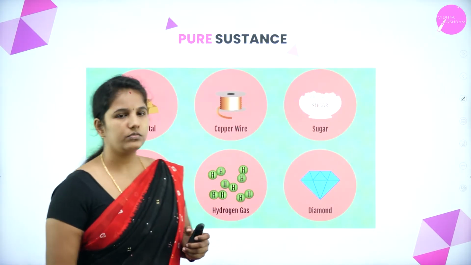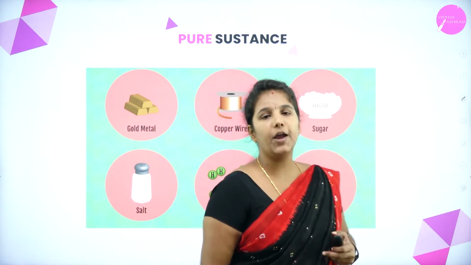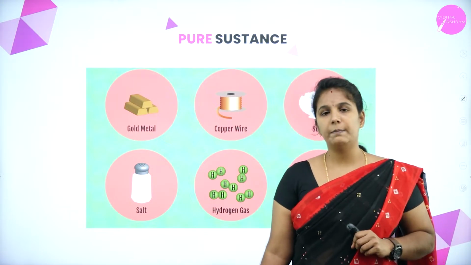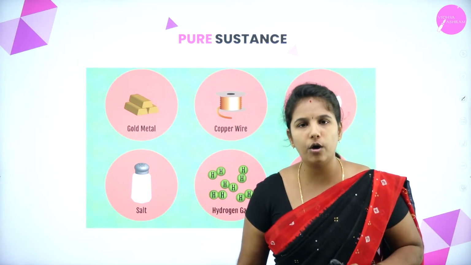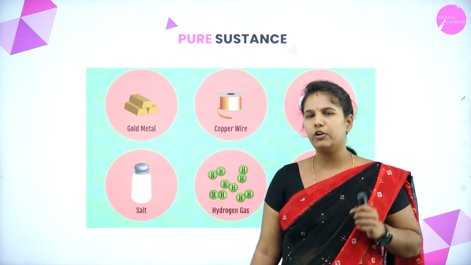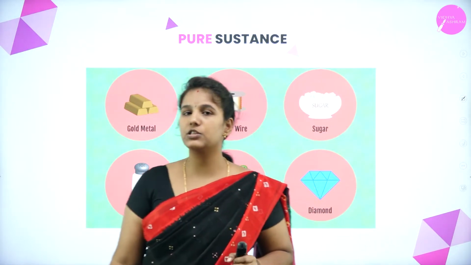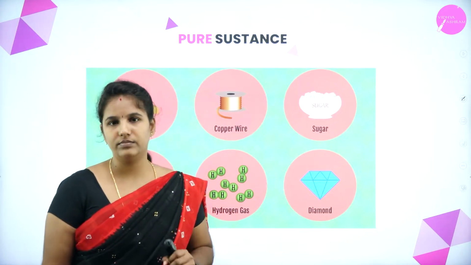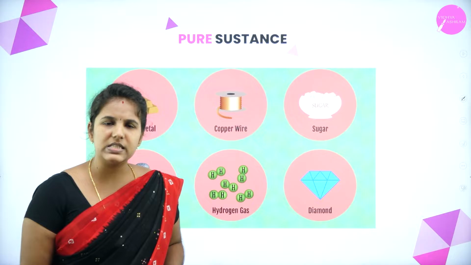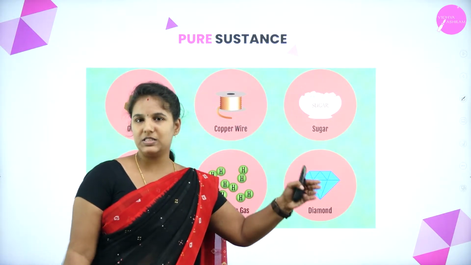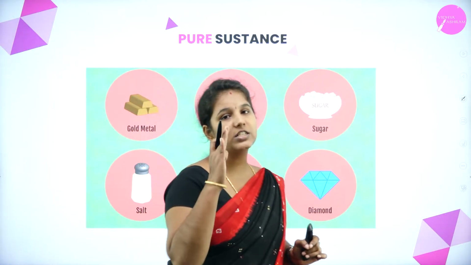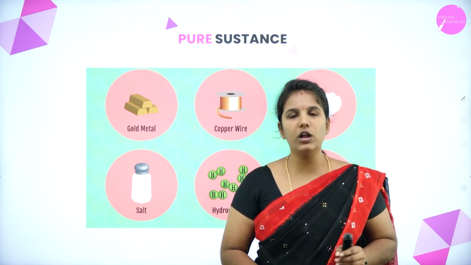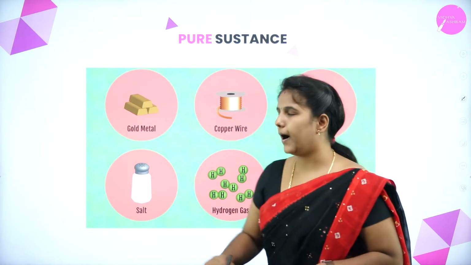We'll learn now. When I say pure substances, I think in your home you would have seen the packet of milk that says pure milk. Similarly, you would have seen a ghee packet, where pure ghee is written on the packet. So what are all these substances? Pure substances are the substances which consist of only one type of particle.